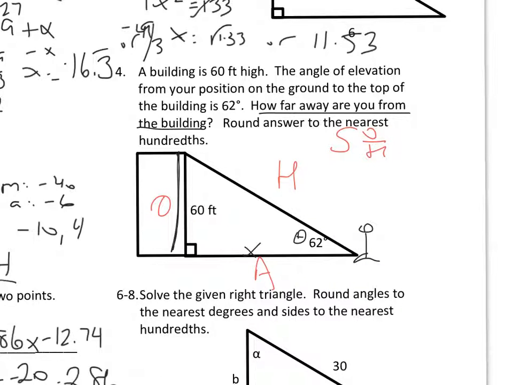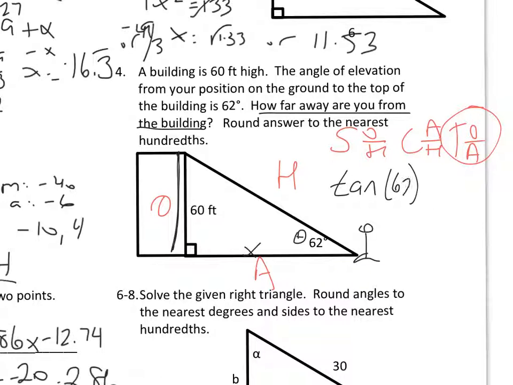If I write down SOHCAHTOA, we are given the opposite and we're solving for the adjacent. So OA, it's got to be TOA. That means I have to use tangent of the angle, which is equal to the ratio of sides, O over A. Well, O is 60 and A is X. Remember, whatever's in the denominator, that's what you have to multiply. So my first step is to multiply both sides by X.